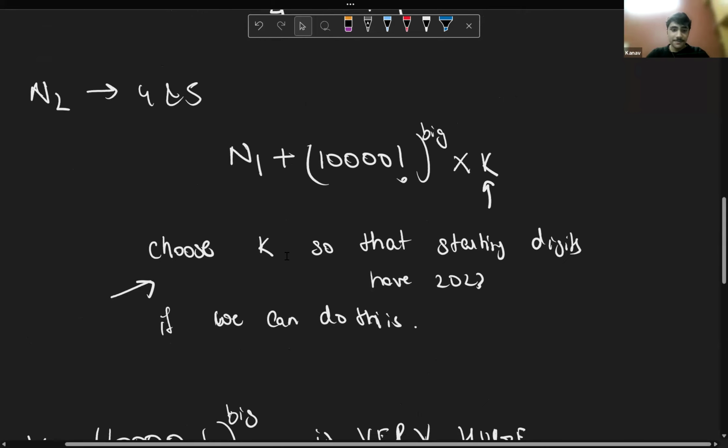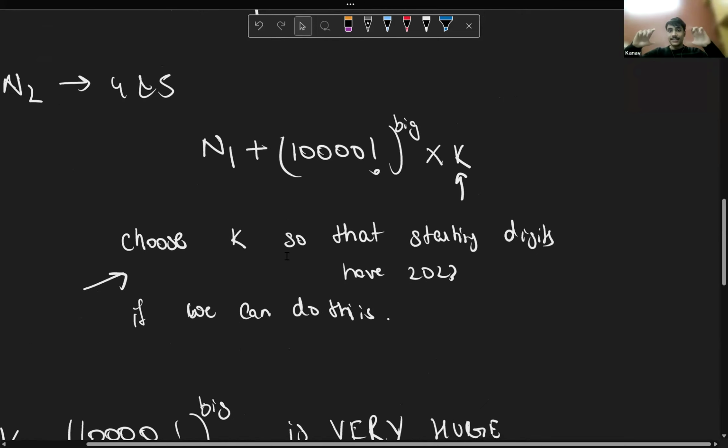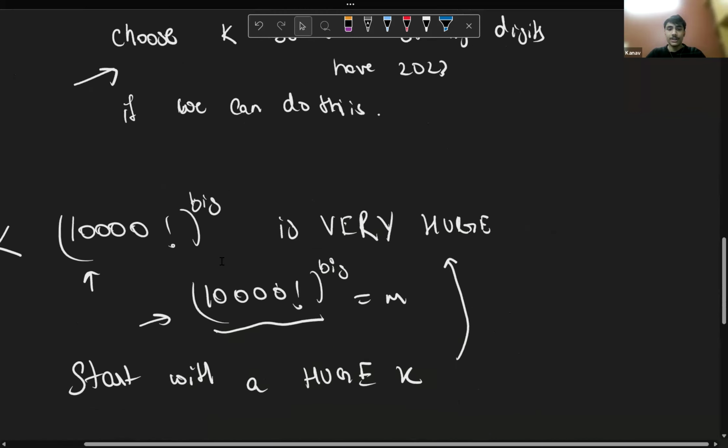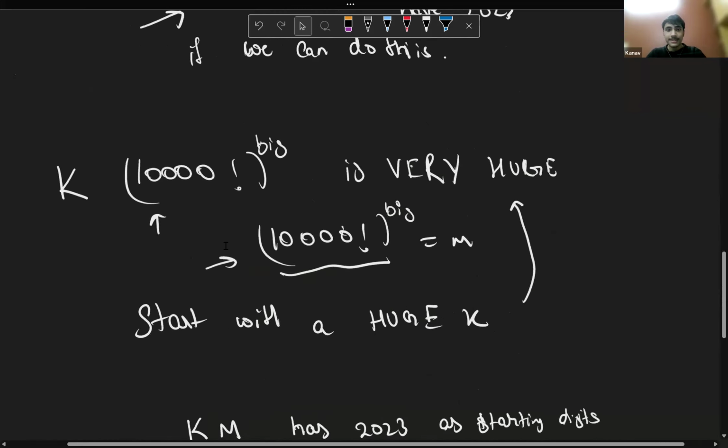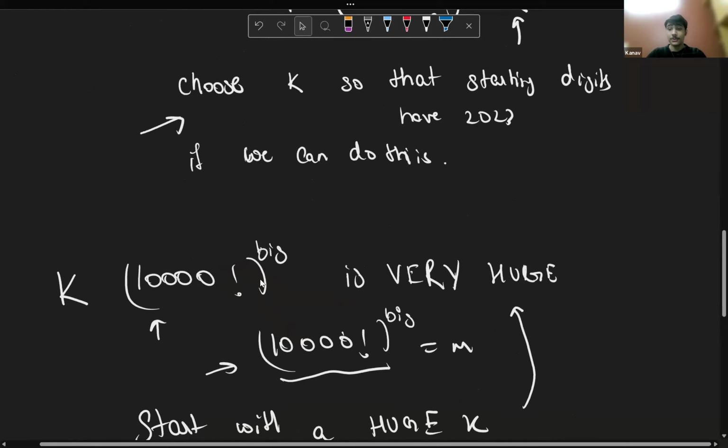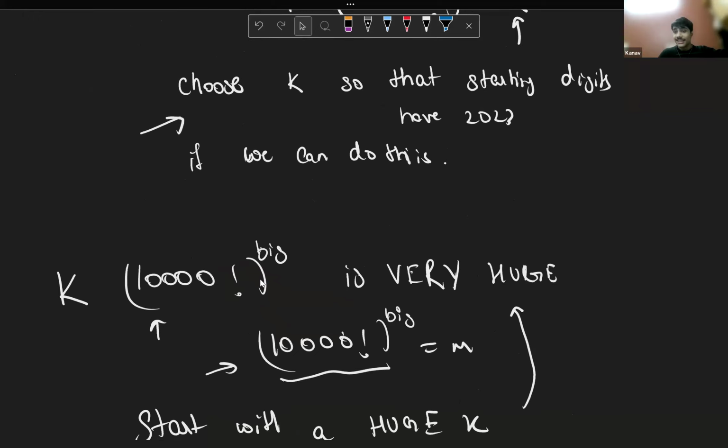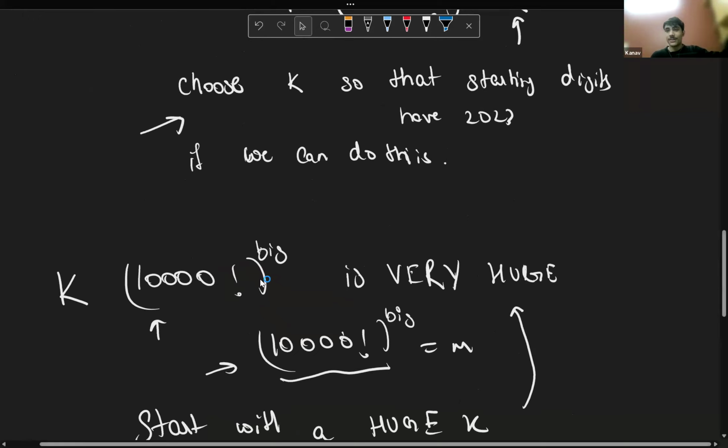So basically after adding this 10,000 factorial to the big times k, we have some freedom about the initial digits. And the rest of the solution is more like details. So basically, even if 10,000 factorial to the big is already a very huge number, we can still choose k, which is a bigger number. So even though the solution might seem kind of fishy that you're just choosing big numbers dependent on big numbers, we can actually do it sequentially and there are very, very big numbers. So everything is fine.